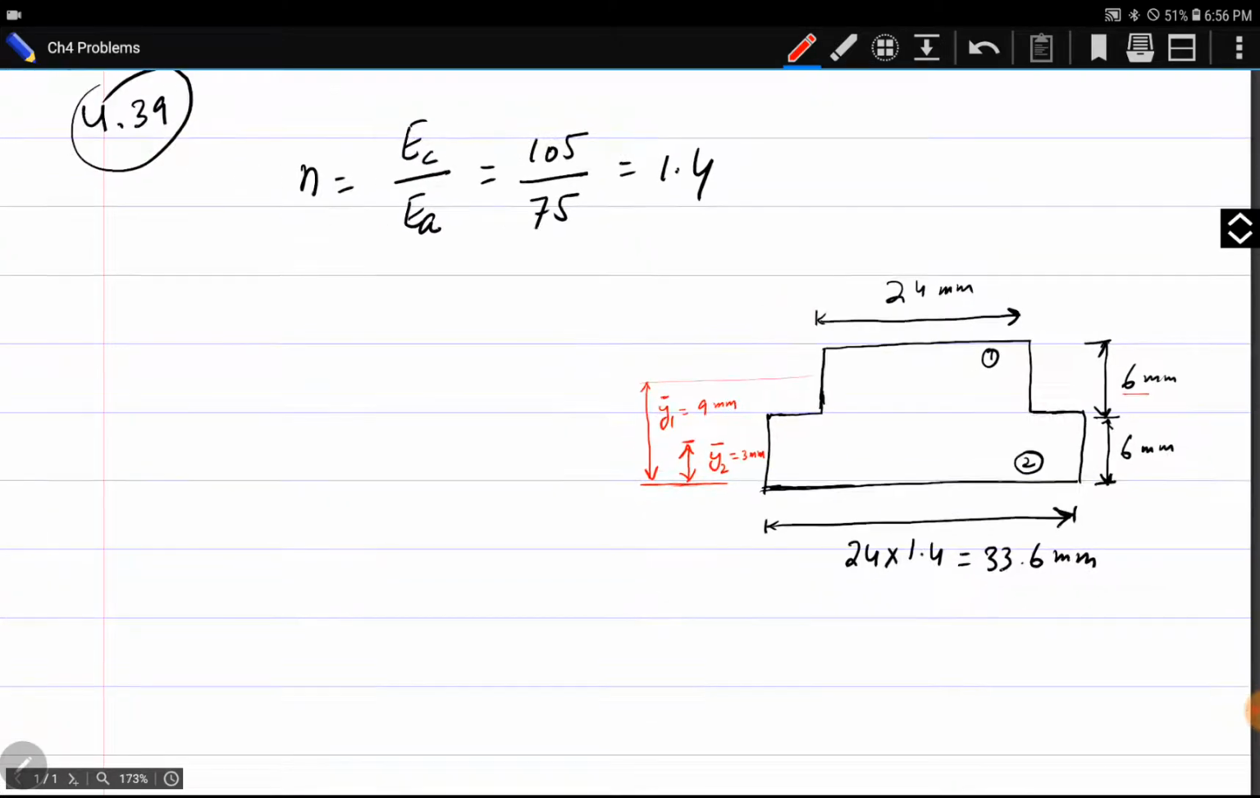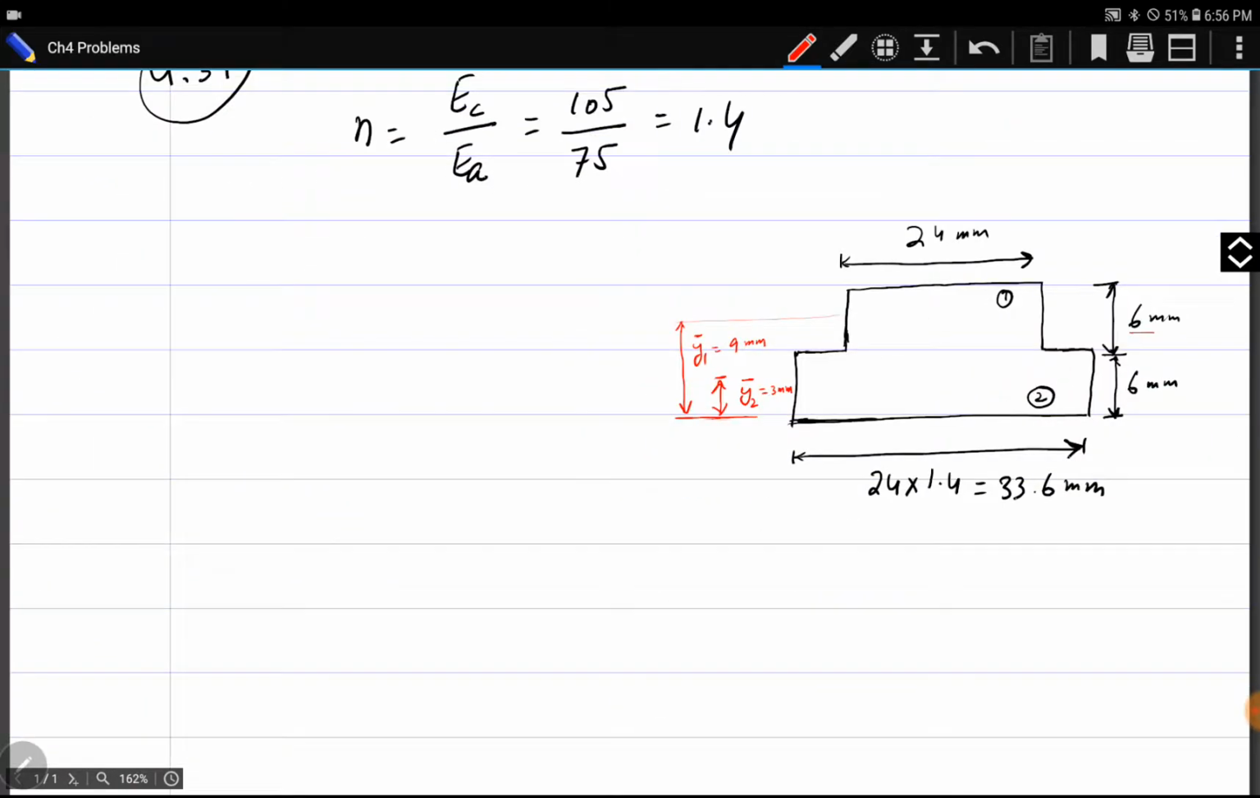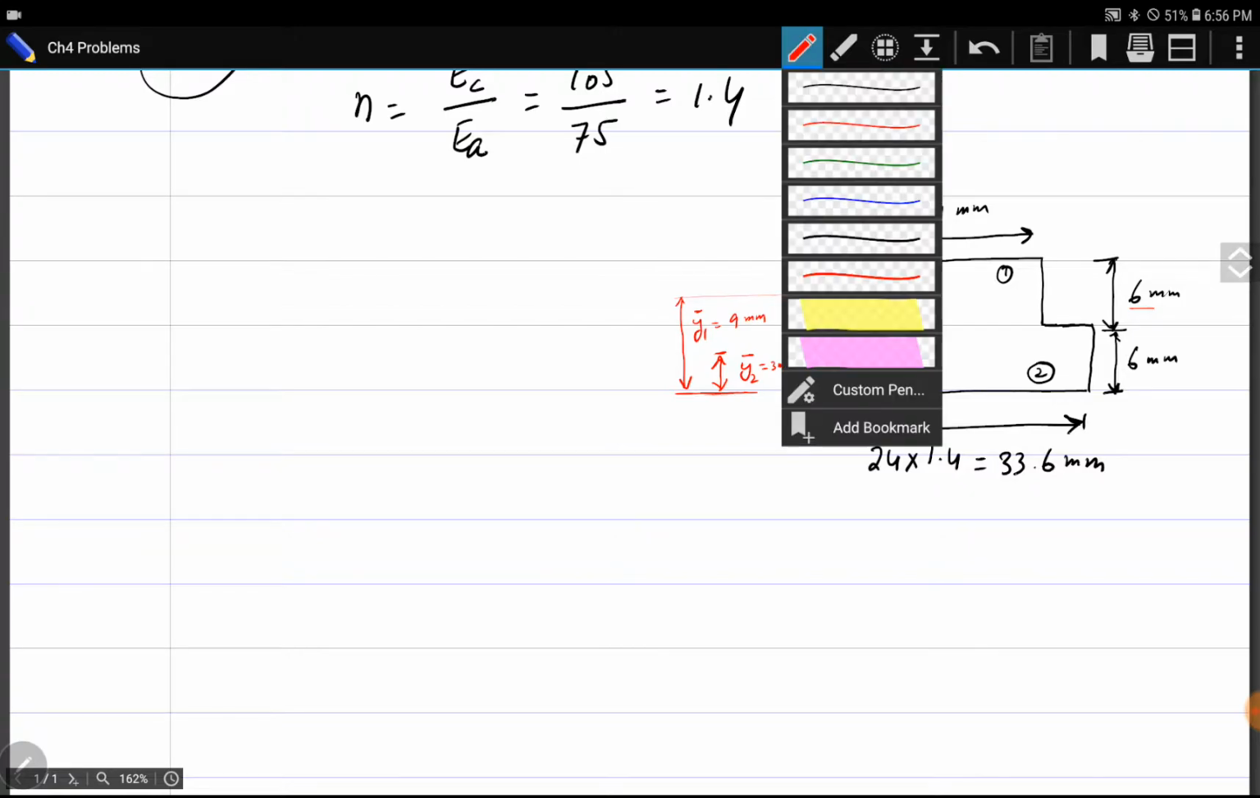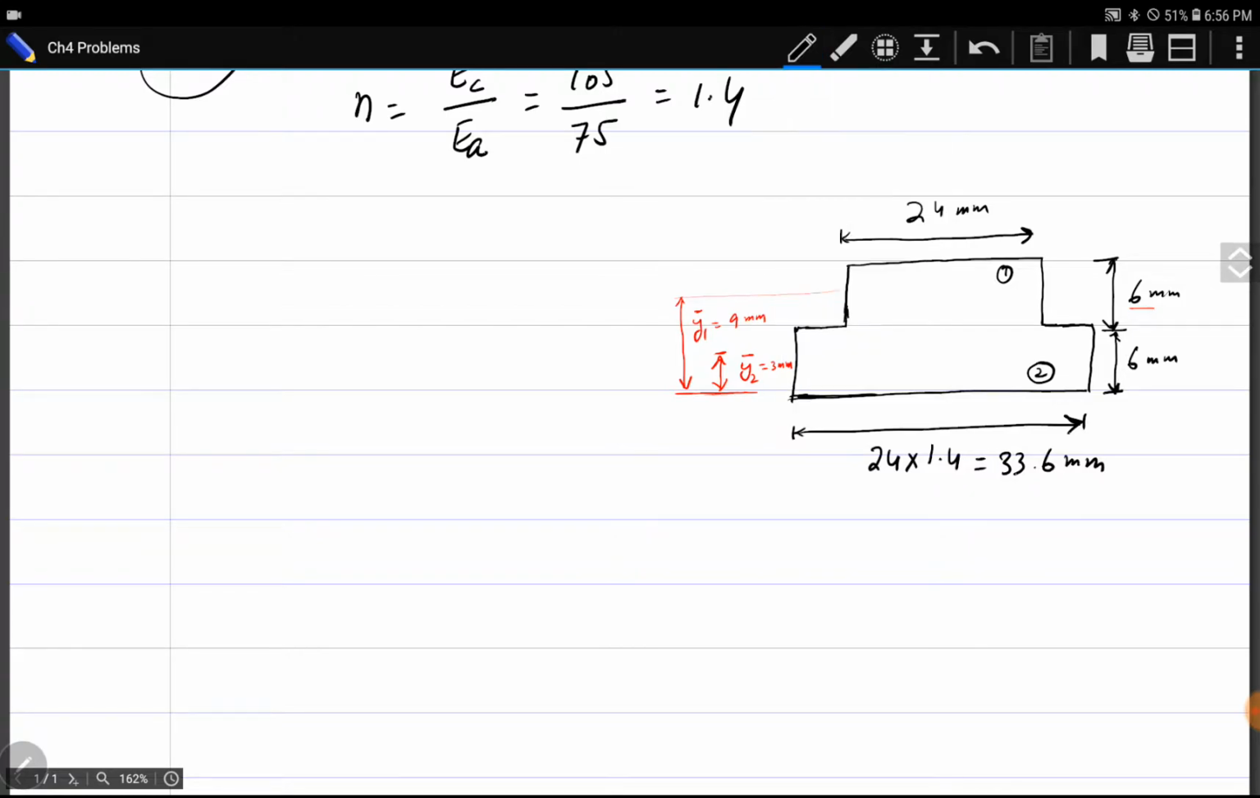So we have to find the total Y dash, the total centroid from the bottom. I will make a table here.